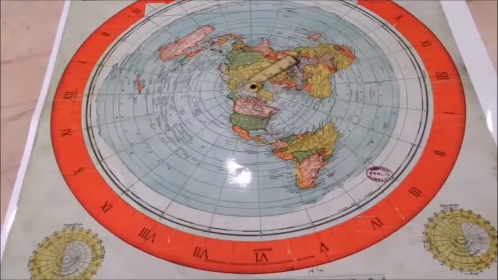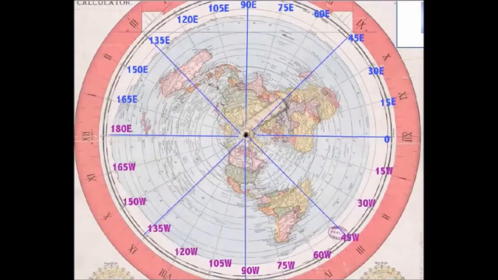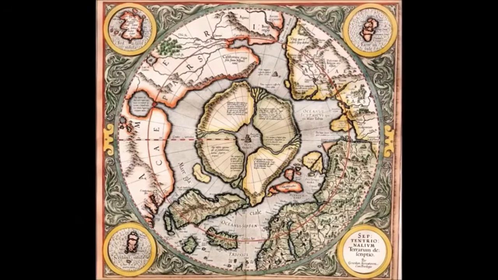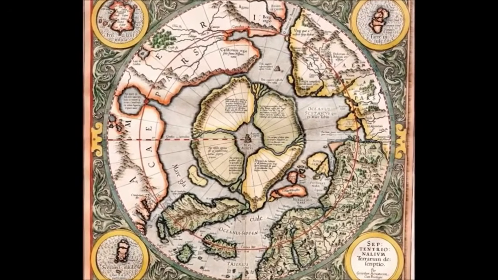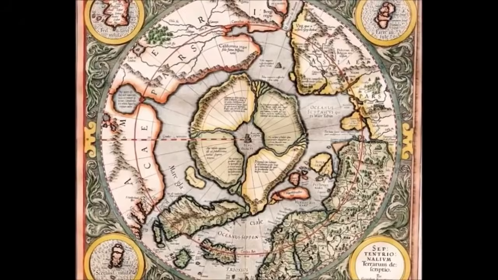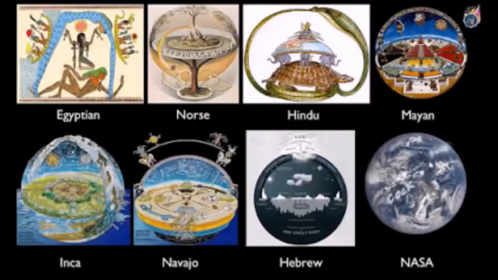On the flat Earth map, north is in the center, while south, or Antarctica, is surrounding Earth with the continents and oceans inside. Mercator's map from 1569 is also a flat Earth map showing a magnetic mountain in the north with 4 continents surrounding it. The ancients had their own depictions of a flat Earth.